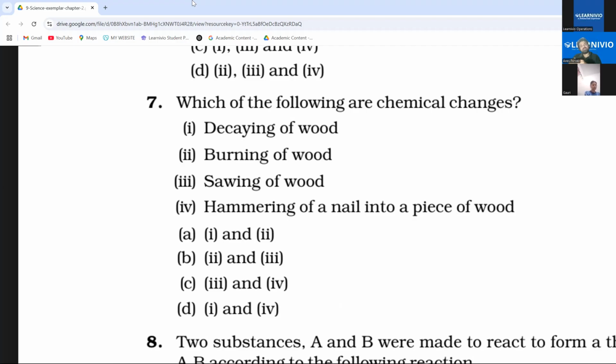Hammering of iron nail into a piece of wood. When we are hammering an iron nail, no new substance is going to form there. The iron nail is still magnetic. It will show the property that it was showing previously. It is still a good conductor, previously it was a good conductor, and you can still conduct electricity through it. So it will show the same properties, so that is not a new substance formed.